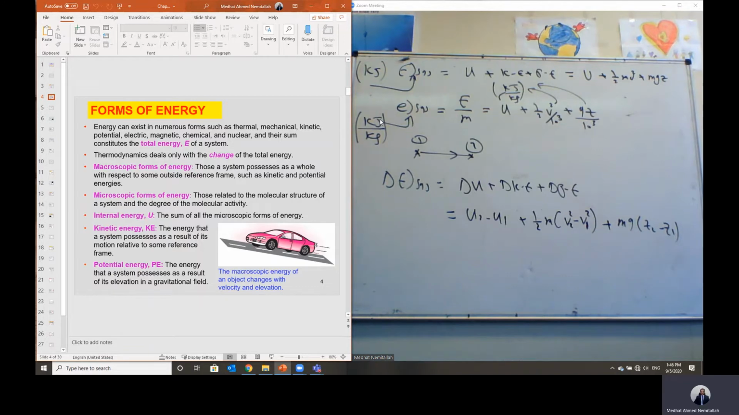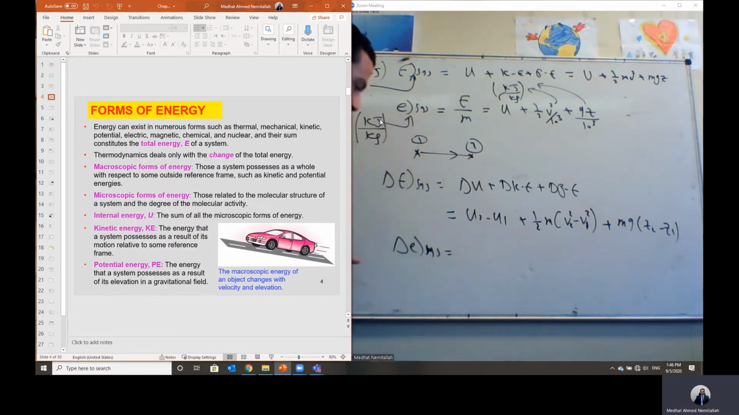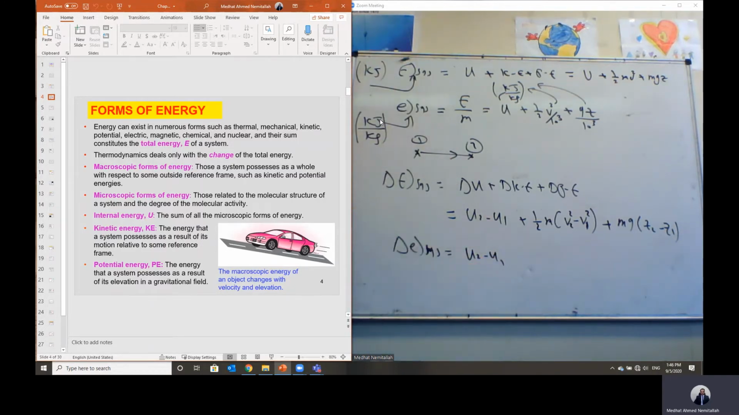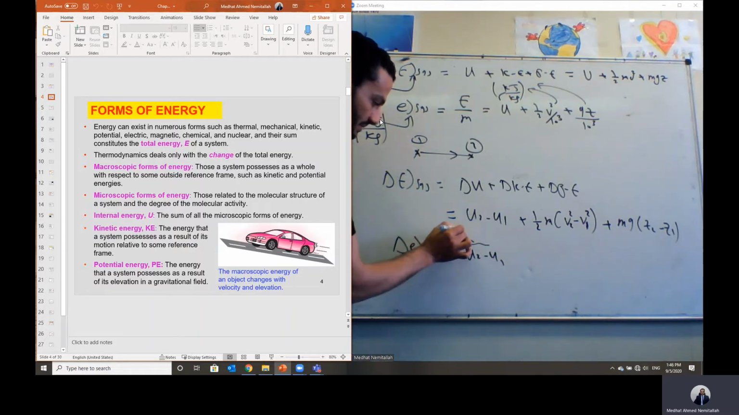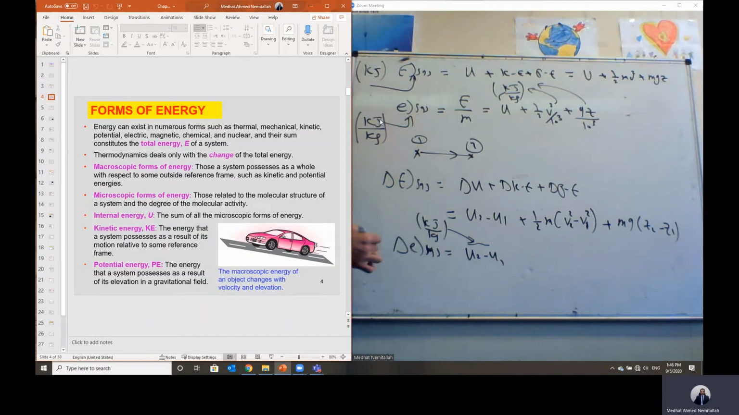This is in kilojoule. Again, we need the specific change of energy of the system, so delta E of the system we have to divide by mass, which will equal U2 minus U1. This is called the specific internal energy, in kilojoule per kilogram, which is the same unit as delta e. This is called e small, the specific energy. E capital is the total energy in kilojoule. E small is in kilojoule per kilogram.